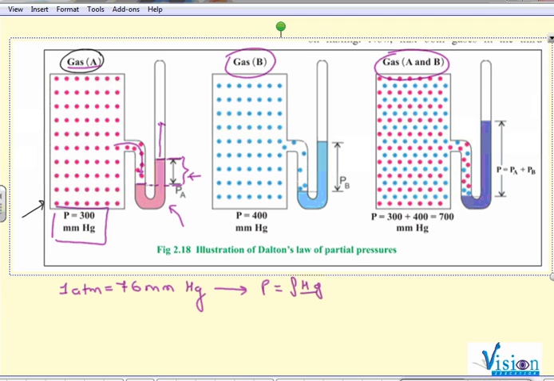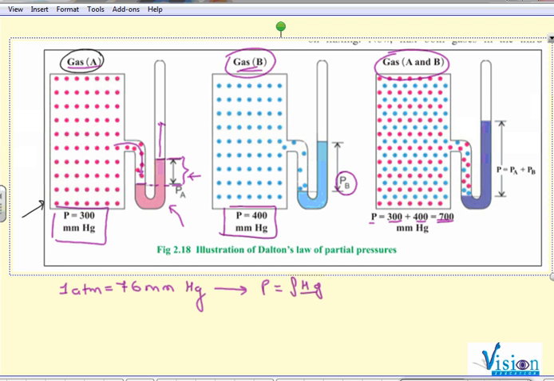Similarly, when they found out for another gas, gas B, the partial pressure was Pb and its value was equal to 400 millimeter mercury. And when they combined both the gases in a mixture, the total pressure was found equal to 700 millimeter mercury, which is equal to 300 plus 400. Correct or not? Are you getting it?